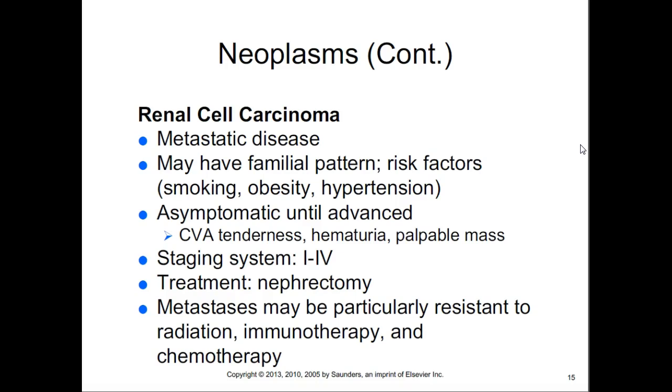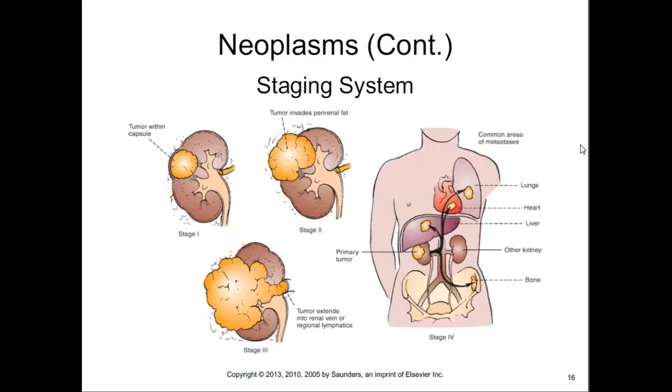Hematuria, palpable mass. You have a staging system as you do with many tumors and cancers, a 1 to 4 staging system, 4 being the worst, right? And then the treatment is nephrectomy. And if it has metastasized, then radiation, immunotherapy, and chemotherapy. Sometimes it could be resistant to radiation, immunotherapy, and chemotherapy treatments.